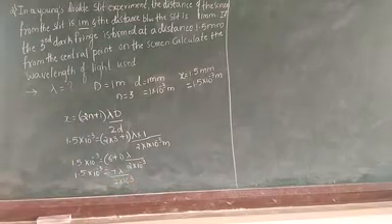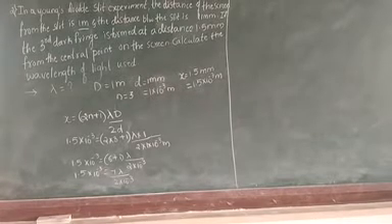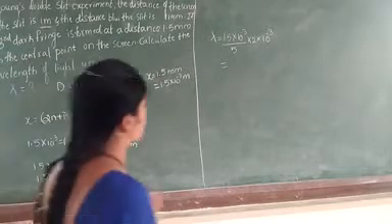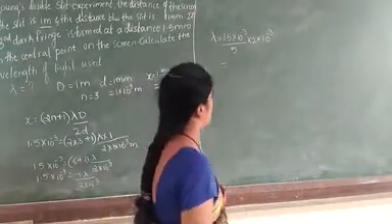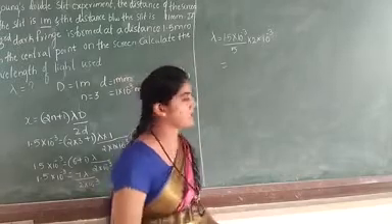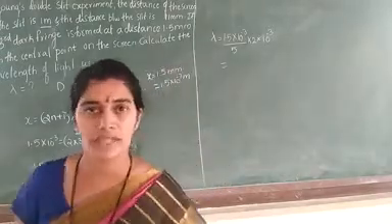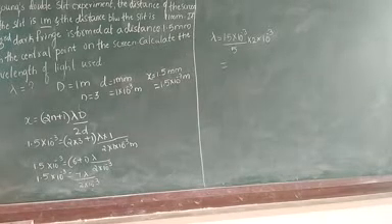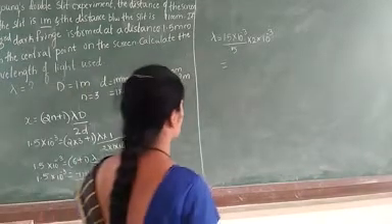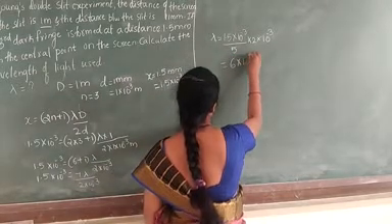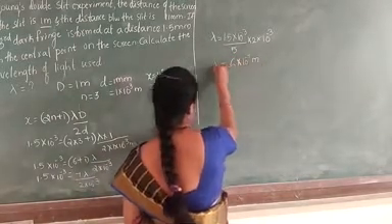Or lambda can also be written as lambda is equal to 1.5 into 10 raised to minus 3 by 5 into 2 into 10 raised to minus 3. Now the calculation part of lambda, we are getting the answer lambda is equal to 6 into 10 raised to minus 7 meter.